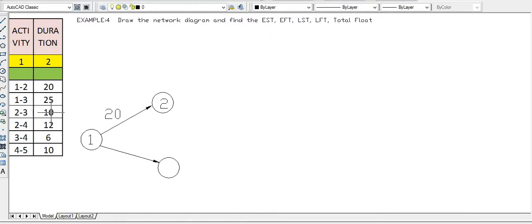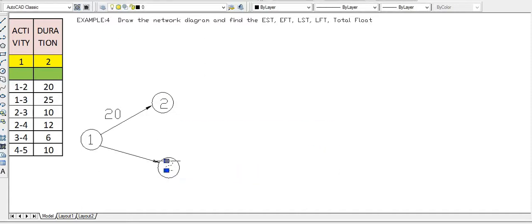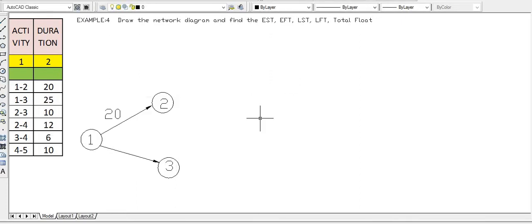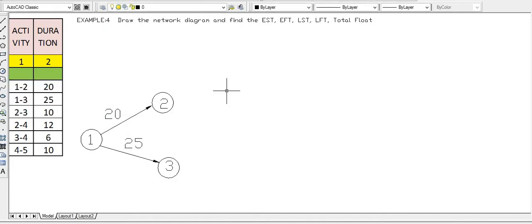Okay, what is 1 to 3? 1 to 3 again has a duration of 25. So we will copy this. We will write down this as 3. What is the duration for this? Again the duration for this, we will copy this as 25. So 1 to 2 has a duration of 20 days, and 1 to 3 has a duration of 25 days.